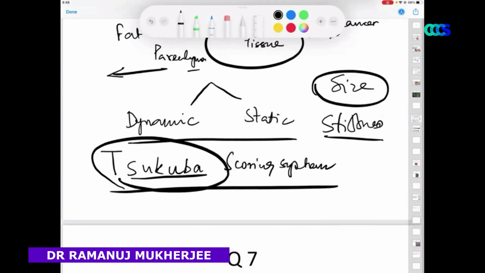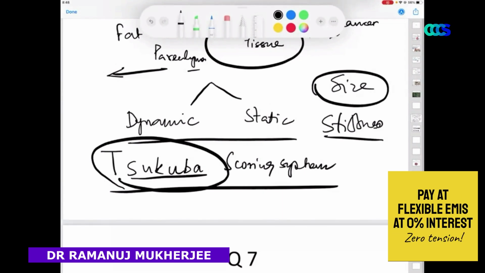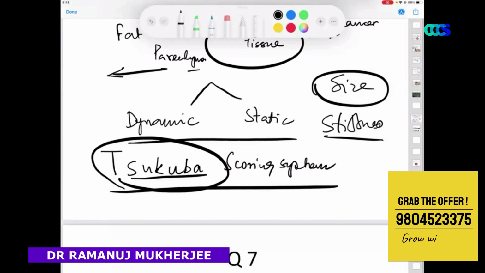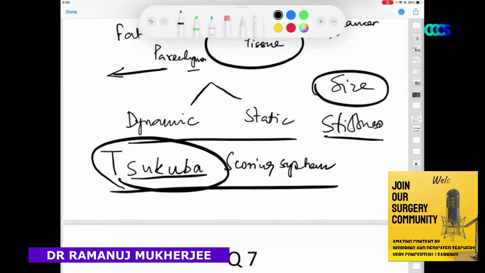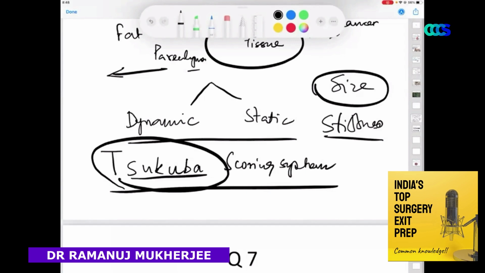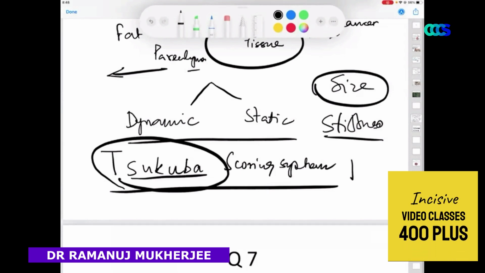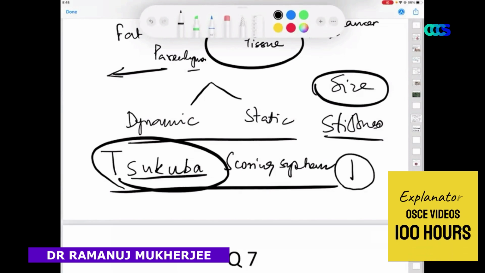How many points are there in BIRADS? 6. That means BIRADS 0, 1, 2, 3, 4, 5, and 6. Okay, right. Now, remember that the Tsukuba scoring system looks more or less like BIRADS. The score starts from 1, which means the tissue is very elastic.